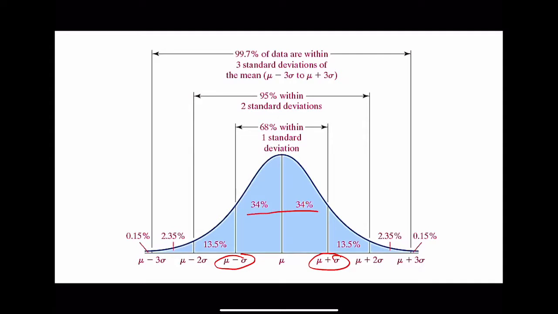So this is 68% of my data. This right here is 95% of my data. It's 2 standard deviations away from the mean. And then 99.7% of your data is going to be within 3 standard deviations away from the mean. So this is very, very useful.